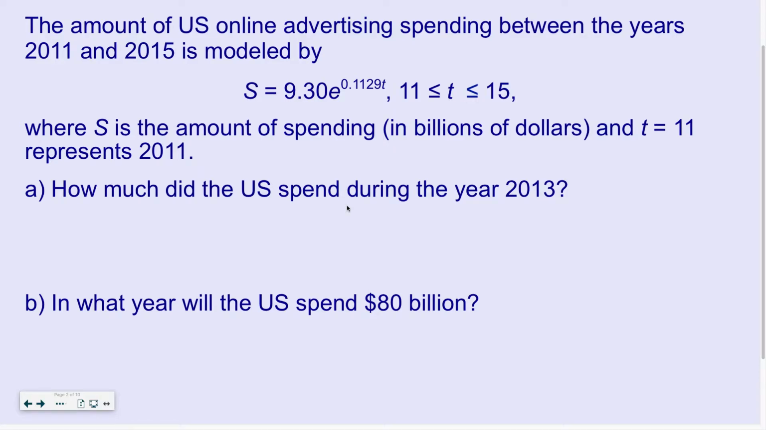Notice that T is being restricted over here. It says T has to be between 11 and 15. And the reason for that is that's when the model is really good. We have to realize that when we make models for things in the real world, it may not extend forever. So there might be a time when it doesn't work anymore.